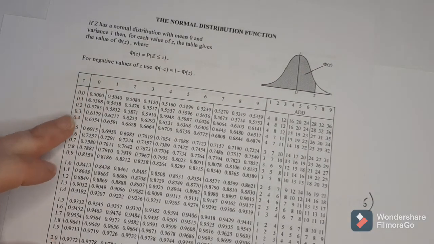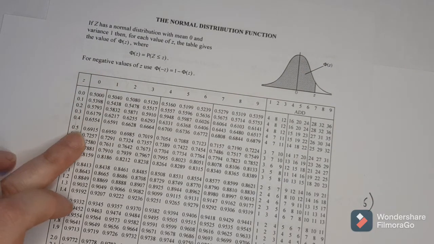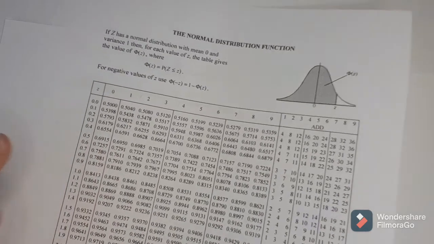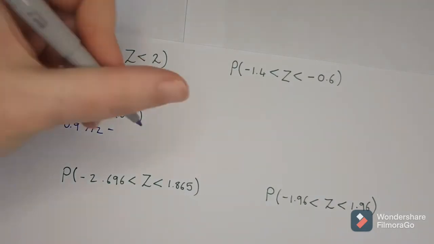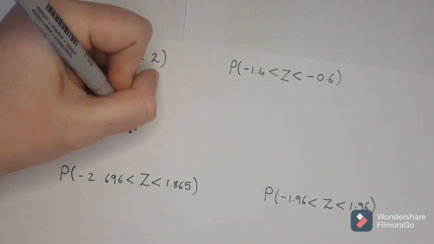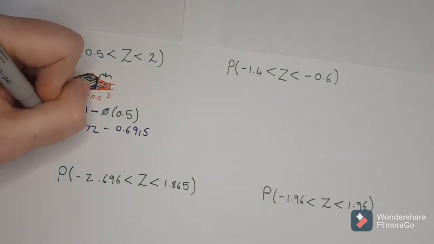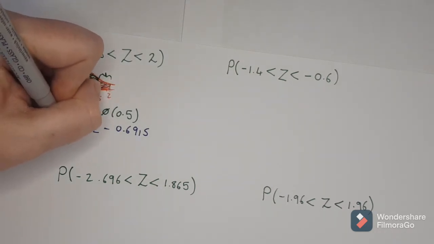So now I find 0.50, because 0.50 is the same as 0.5. And I get my answer of 0.6915. So there I say minus 0.6915. And when I type that in my calculator, my final probability is 0.2857.